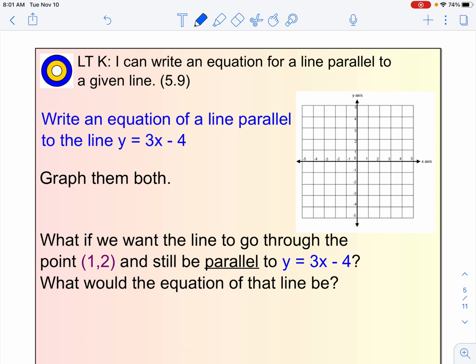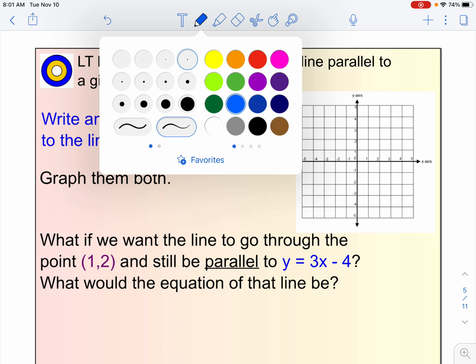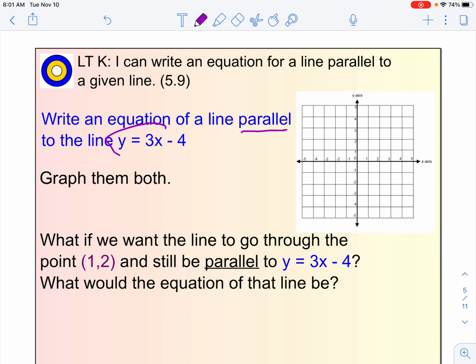Now we're going to write an equation for a line parallel to a given line. So I want to write an equation of a line that is parallel to this line. So I'm going to graph both of them. And so first I'm going to just graph this one. So I'm going to graph the y-intercept, and I'm going to go up 3 to the right 1. Remember, if you don't have a number under your whole number, the fraction would be 3/1. So that's a rise of 3, a run of 1. So up 3 to the right 1, but both are positive.